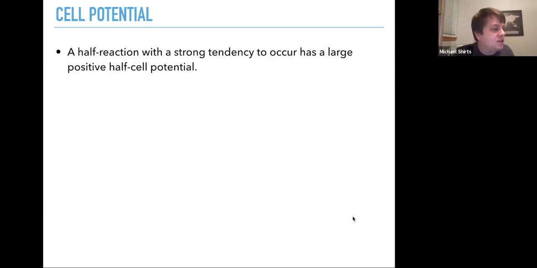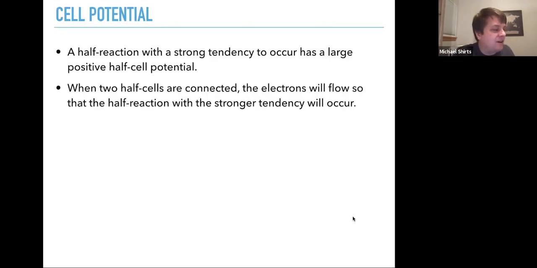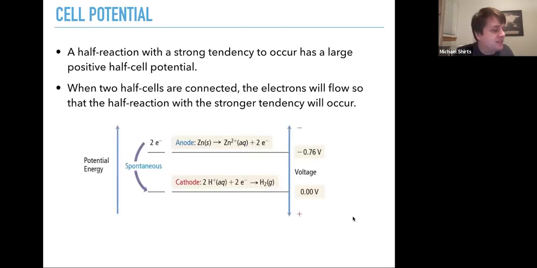Okay, so for the cell potential, a half reaction with a strong tendency to occur has a positive half cell reaction potential. When two half cells are connected, the electrons will flow, so the half reaction with a stronger tendency will occur, right? If you have one reaction that really wants to happen, one that kind of wants to happen, then it will push towards the one that really wants to happen. So for example, in this case, we have the potential energy increasing from positive to negative. Electrons stuck on a negative electrode are not very happy. They want to go to the positive electrode. So a negative value is a higher potential energy.